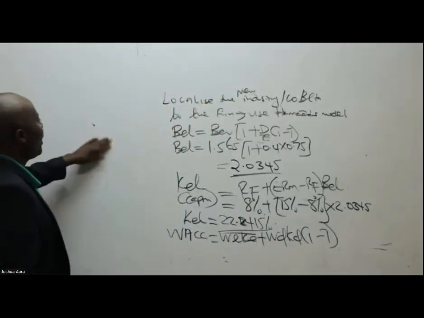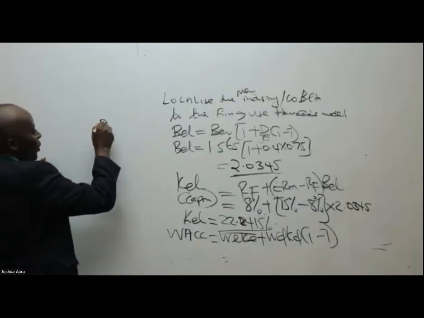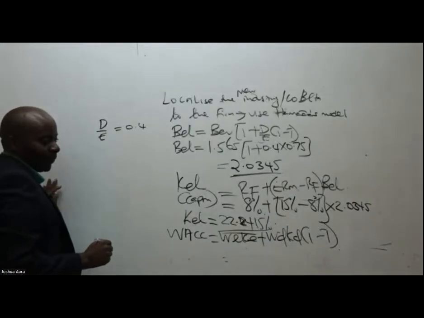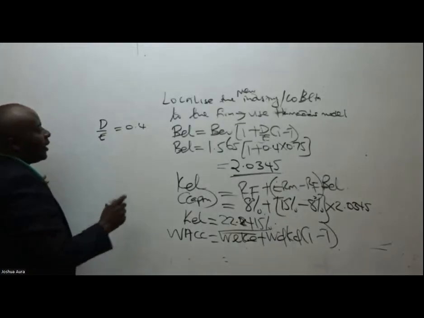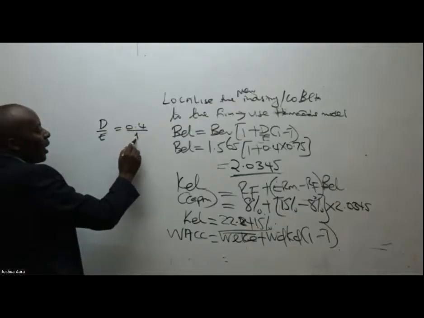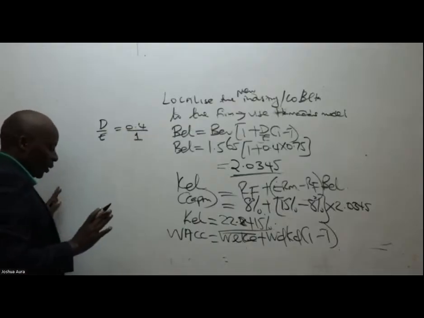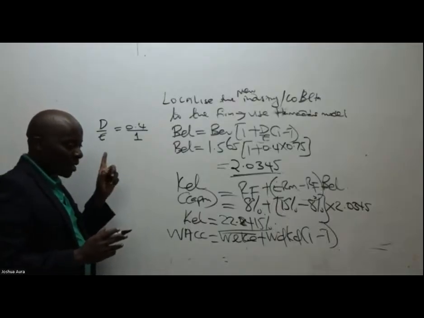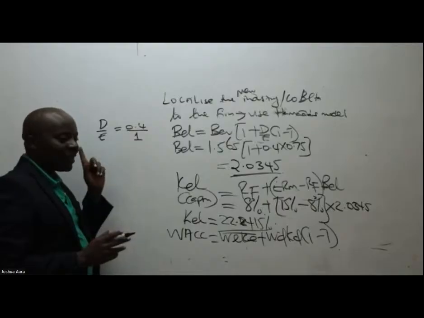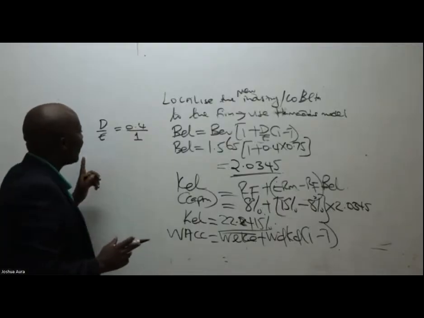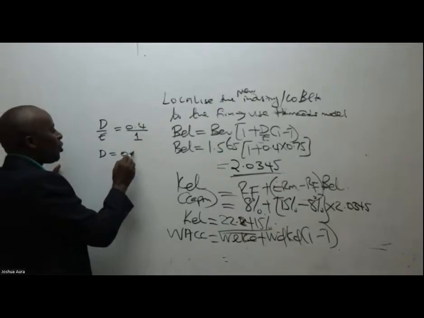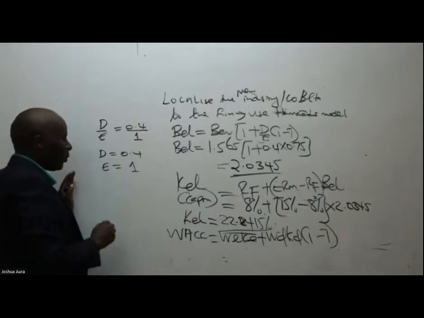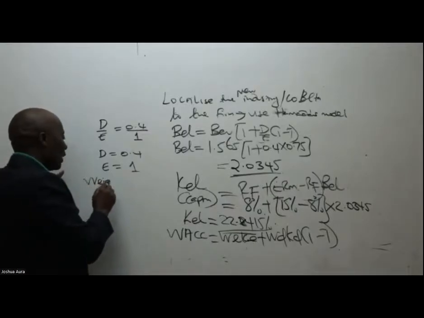When you are told here that the debt to equity ratio is 0.4, you're supposed to know that this number has got an implied quotient. All the numbers, wherever they sit, have an implied quotient, which is 1. You see, 0.4 divided by 1 is 0.4. So debt, in short, is 0.4, and equity, in short, is 1.